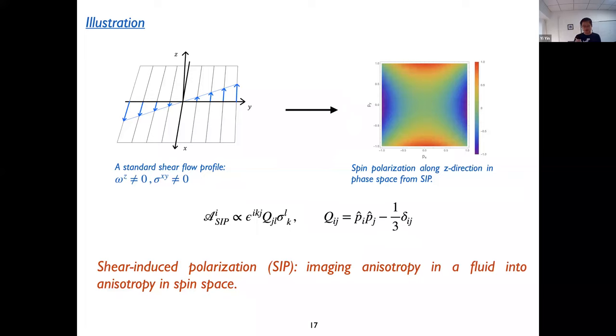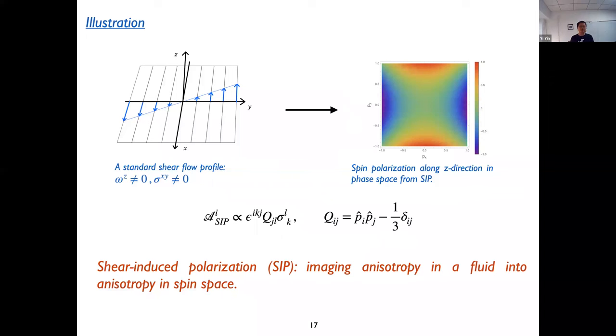the fermions is distributed in this x and y plane. So this is how it looks. It tells you that the shear-induced polarization will generate very rich structures in the phase space. Or put it another way, shear-induced polarization is a phenomenon which translates certain anisotropy in the fluid into anisotropy in the momentum space.